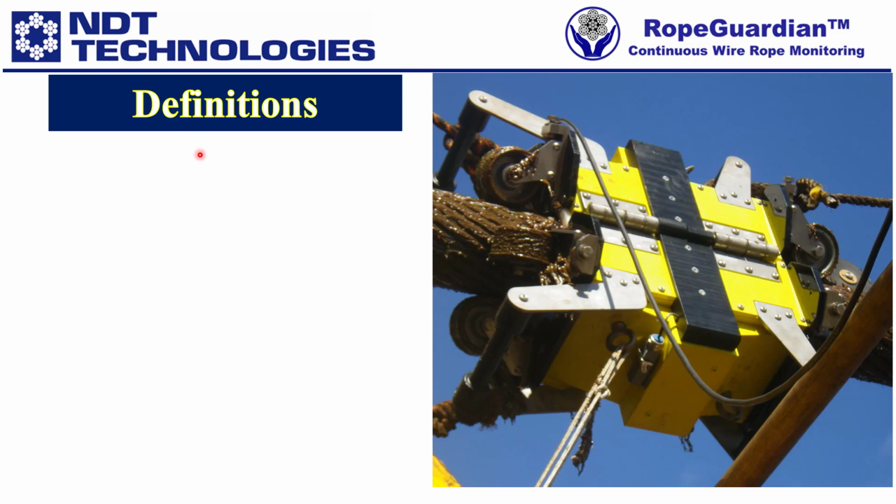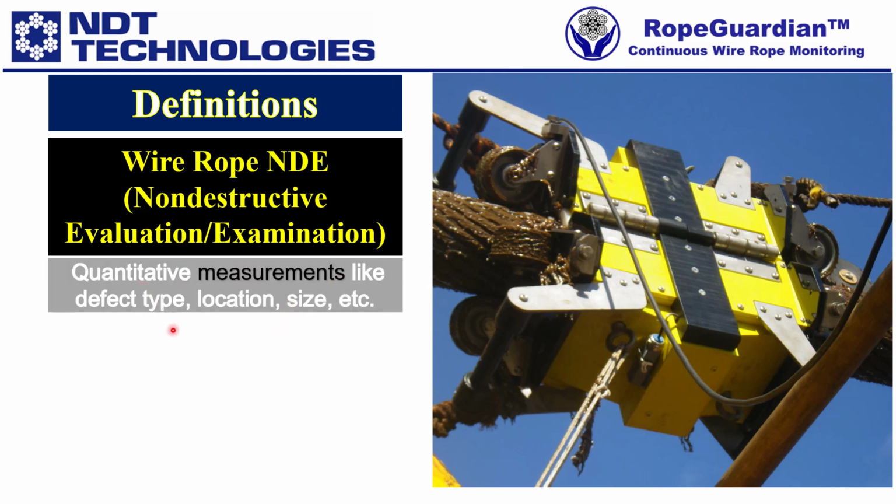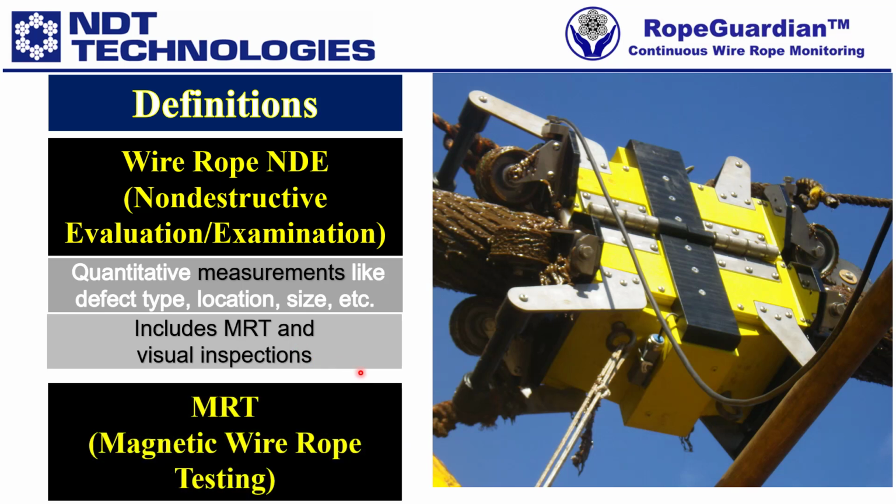So first, some definitions. Wire rope NDE is referred to as non-destructive evaluation examination. This is a quantitative measurement for things like defect type, location, size, etc. It includes MRT and visual inspections. MRT stands for Magnetic Wire Rope Testing.